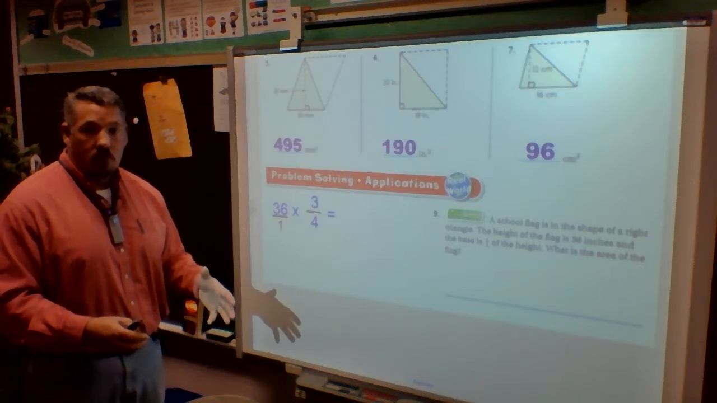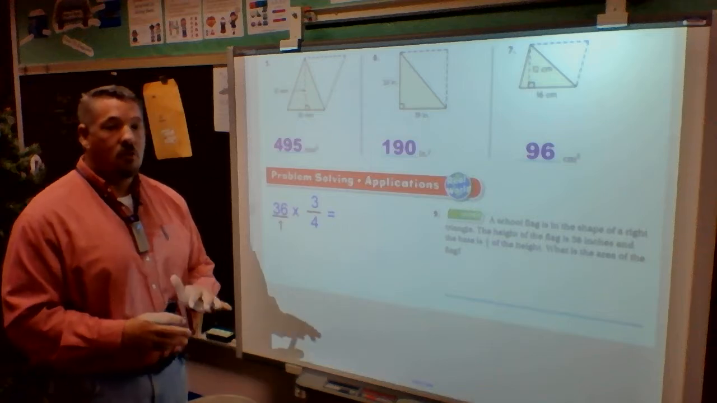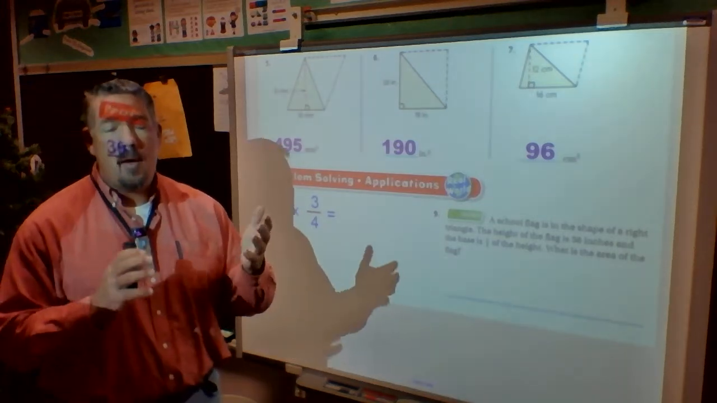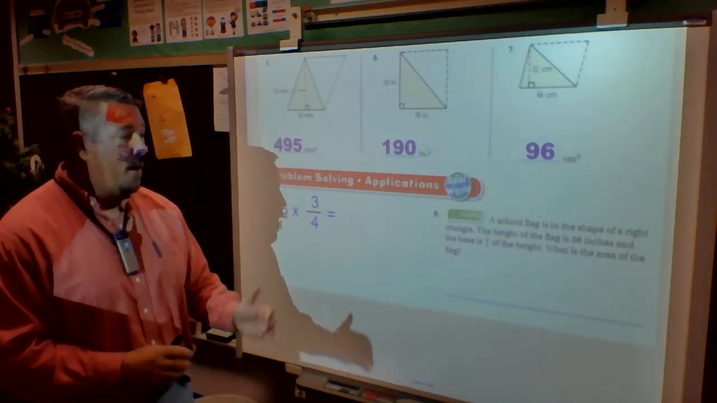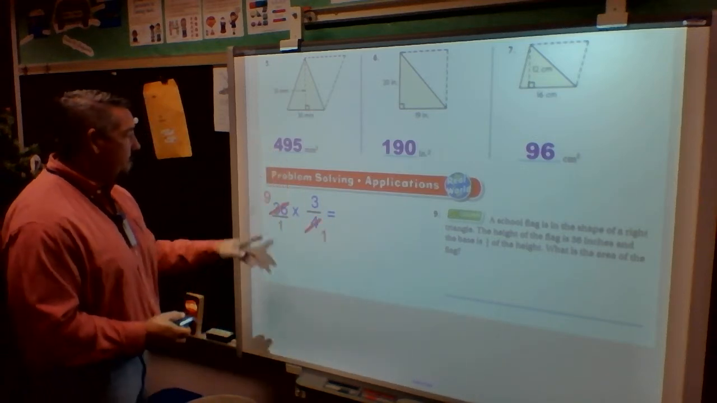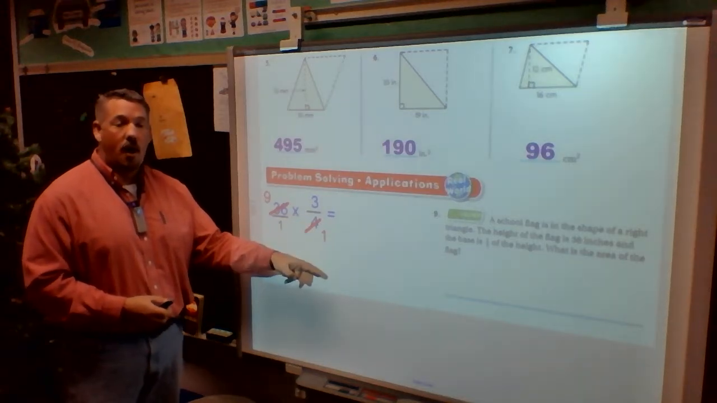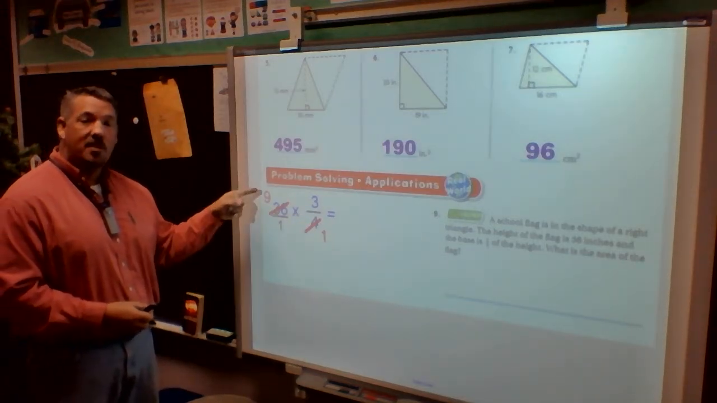I will always show you to cross reduce because, once again, as I have said on many of these videos, cross reducing makes my math so much easier, and I don't have to remember to reduce usually at the very end if I've cross reduced all that I can. 4 does go into 4 one time. 4 does go into 36 9 times.